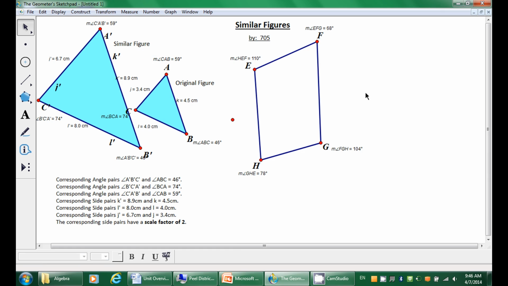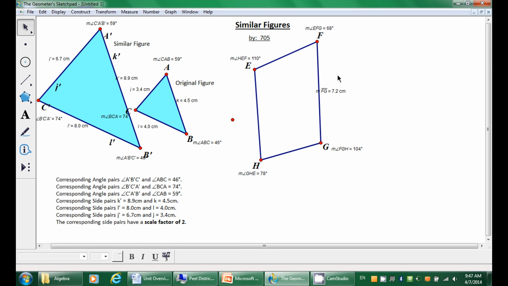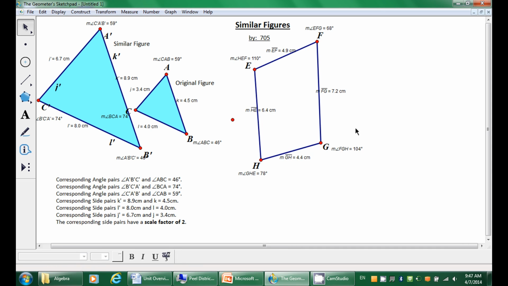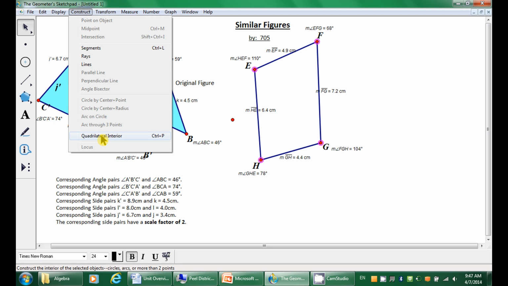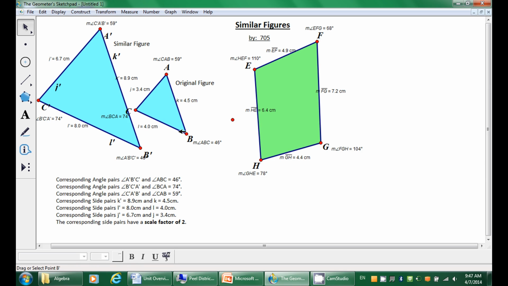All right, I got my 4 angles measured. And then go ahead and measure your sides. Make sure you place each measurement in the right spot, whether it's on a side or on an angle. Okay. So this time, sorry, let me construct the interior. Go to construct, and we're going to look for quadrilateral interior. And then I just want to change the color so it's different from my triangles.